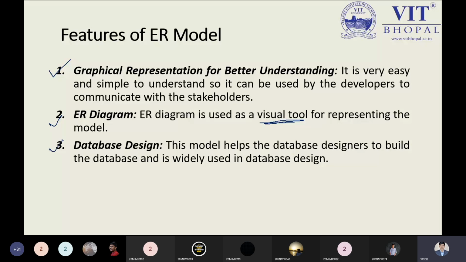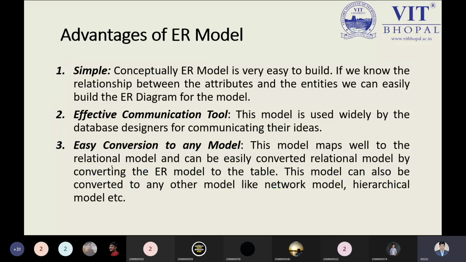So what we have, I can say in short: able to design database properly. That is the point we have to keep in mind. So these are the features, these are identified as the advantages part. Okay, and let us see some more advantages.